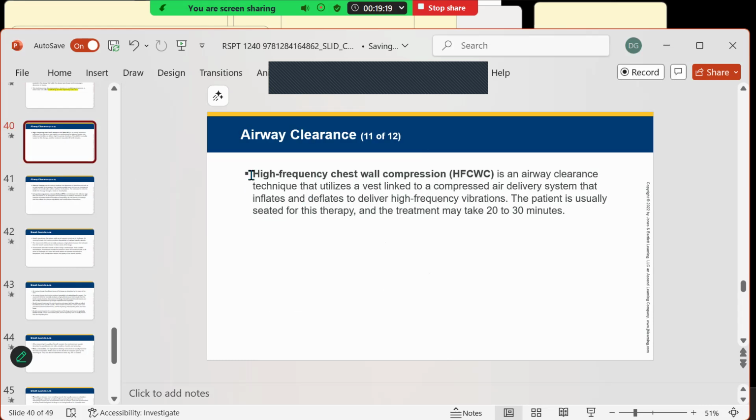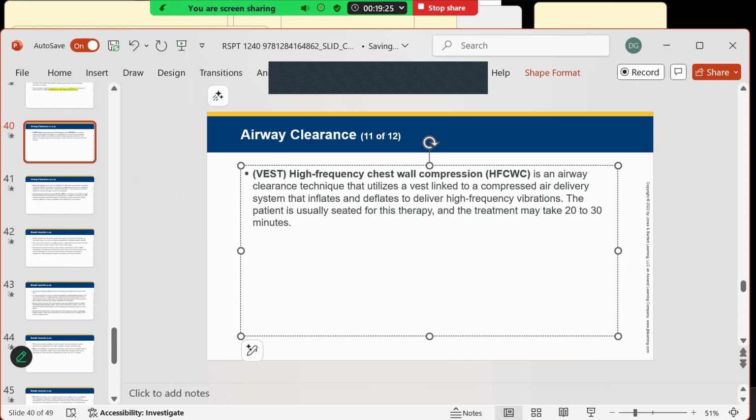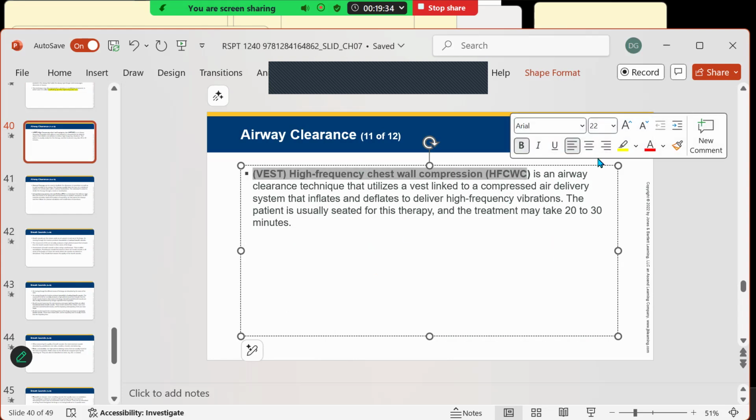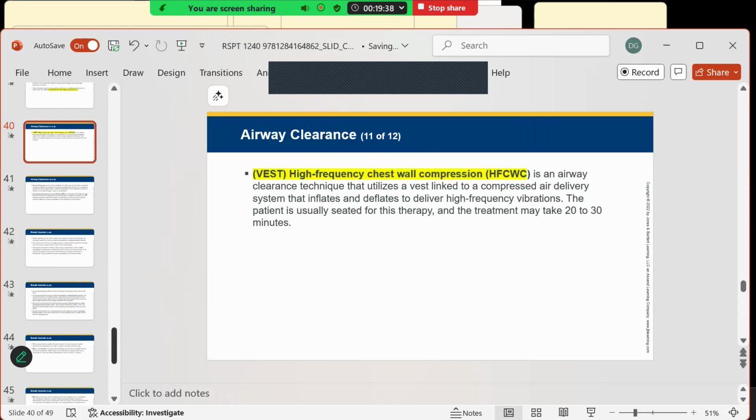The vest, I'm just going to add that here. The word vest is a brand name of the Hillrom company. So what you'll see on your test is high frequency chest wall compression. But you'll never hear that at the hospital. We don't have time for that. It's just the vest.